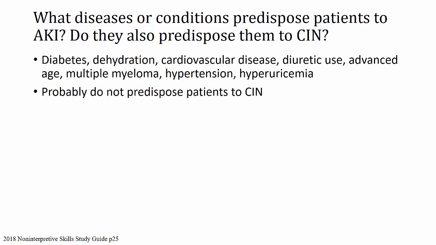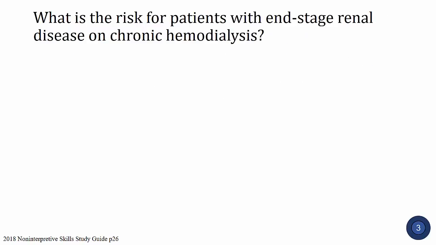Conditions that predispose patients to acute kidney injury include diabetes, dehydration, cardiovascular disease, diuretic use, advanced age, multiple myeloma, hypertension, and hyperuricemia. And it is currently thought that they probably actually do not predispose patients to contrast-induced nephropathy. Next question. What is the risk for patients with end-stage renal disease on chronic hemodialysis?